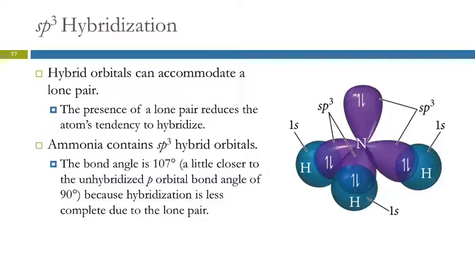We can have lone pairs. You can have a lone pair in a hybrid orbital as well. So if we look at nitrogen, nitrogen's atomic orbitals, well, those came out really small. How many valence electrons does nitrogen have? 5. 1, 2, 3, 4, 5.